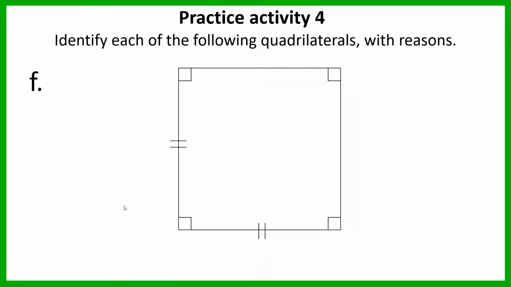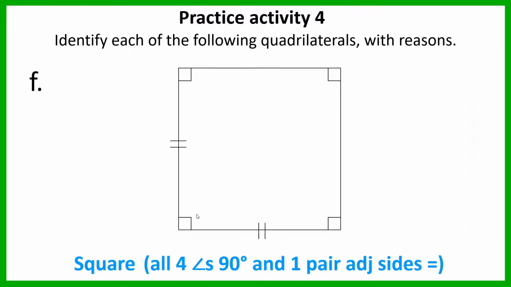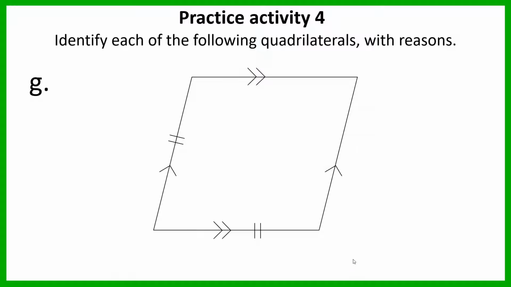Okay, now this one is a square. We know that because all of the angles are 90 degrees, which means that it's a rectangle, and it has adjacent sides equal, which makes it more specific, and it's a square. So it's a square, and our reason is all four angles are 90 degrees, and there is one pair of adjacent sides equal. Next one, question G. You have 30 seconds again.